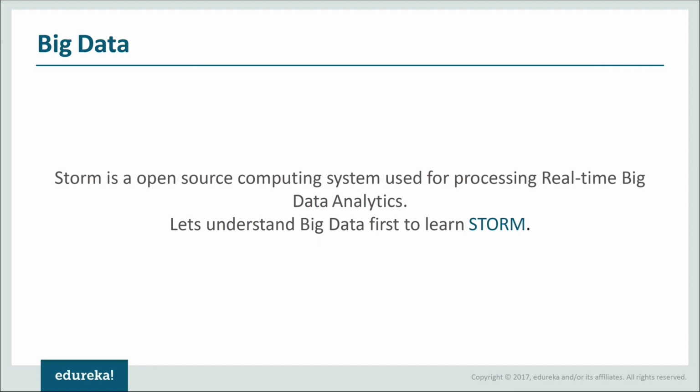So let's see the definition of Storm. So Storm is an open source computing system used for processing real-time big data analytics. Wow, that's a pretty convoluted statement. So let's break it down a bit. So first, let's understand what big data analytics is, then we will understand what real-time is, and then maybe this whole statement will make more sense.